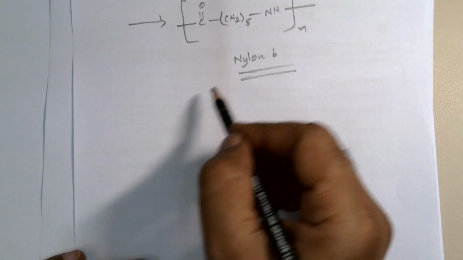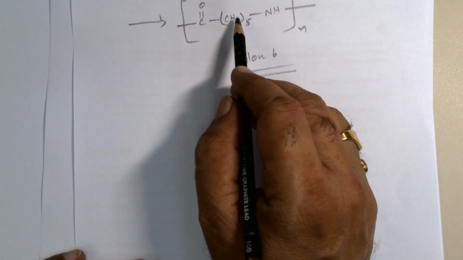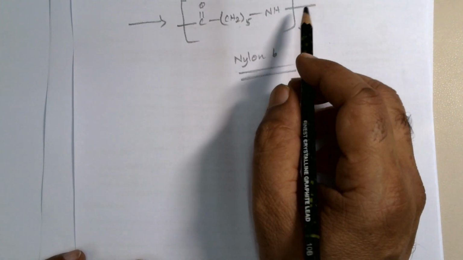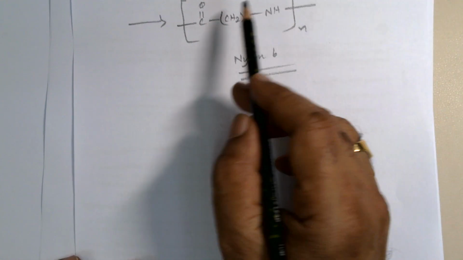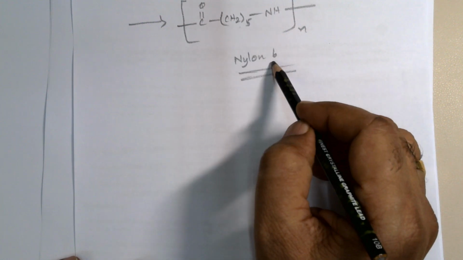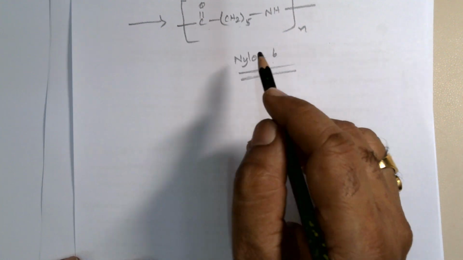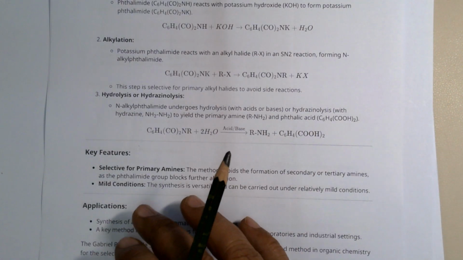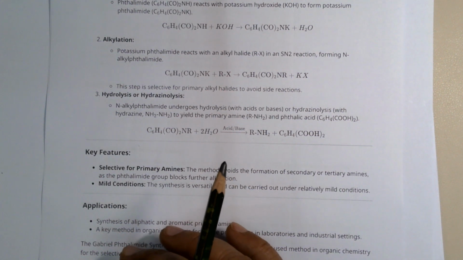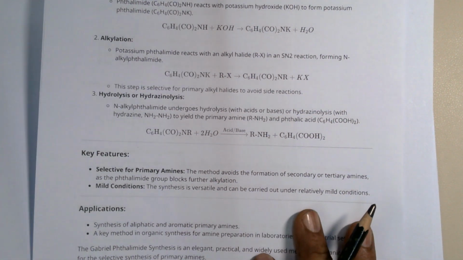Why is it called nylon 6? Because in each monomer, this is the monomer, and what is a polymer? It is a replica of several monomers. In each monomer you can find 6 carbon atoms, and that is why it's called nylon 6. Is it clear? Right. Then you should know something about nylon 66 also.